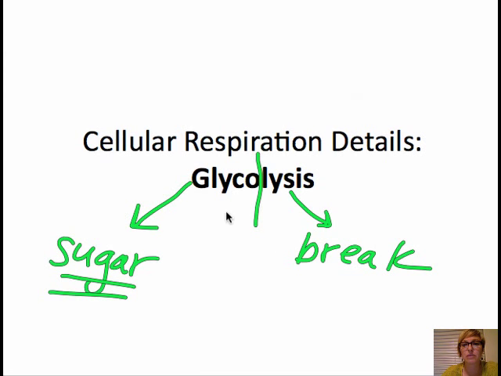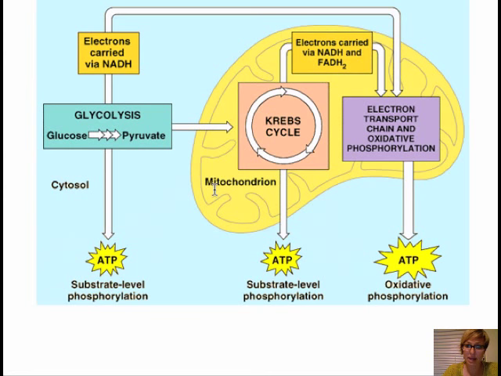Now, we understand when we studied hydrolysis that we used water to break apart different molecules. So lysis is being used in the same context. So let's take a step back and look at our big overview of cellular respiration. We have glycolysis, which we are talking about today. And glycolysis takes place in the cytosol, like the cytoplasm, same thing.